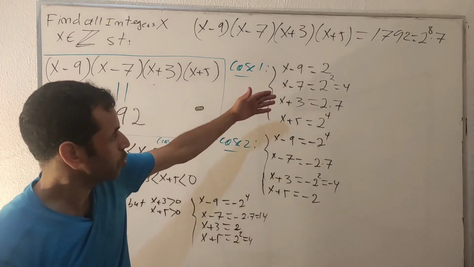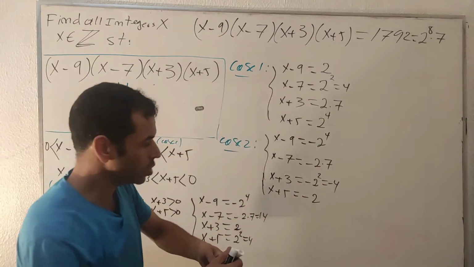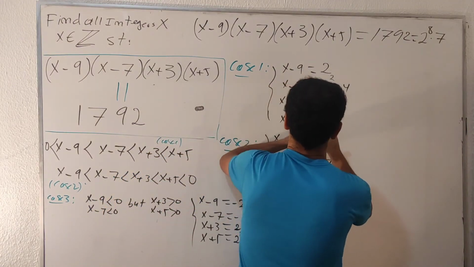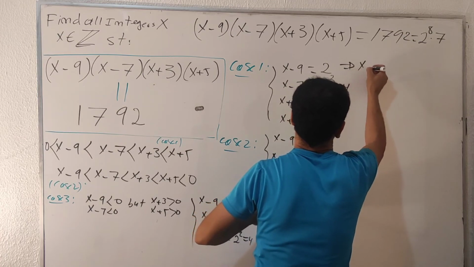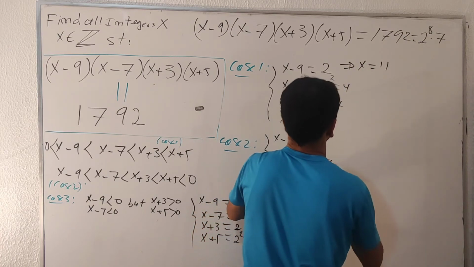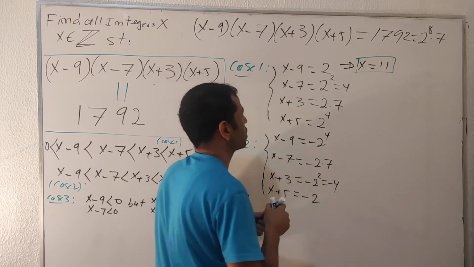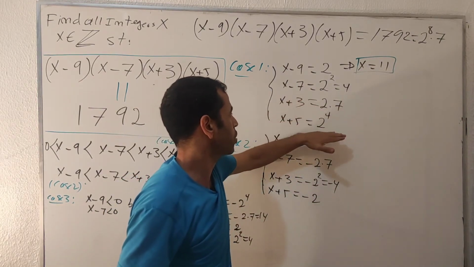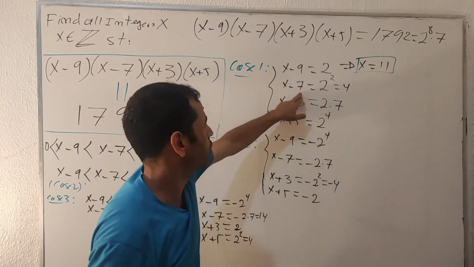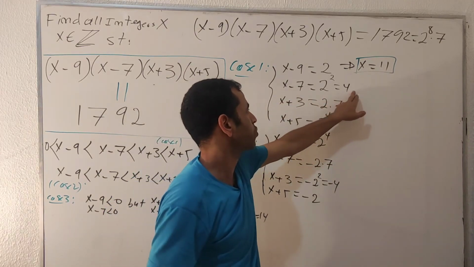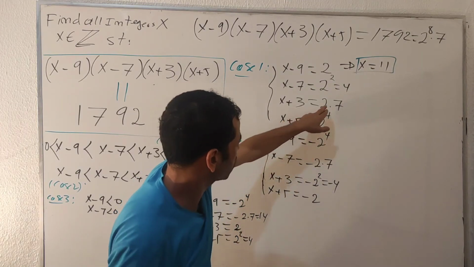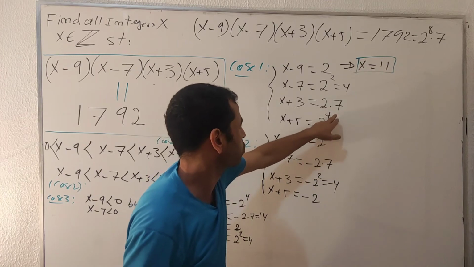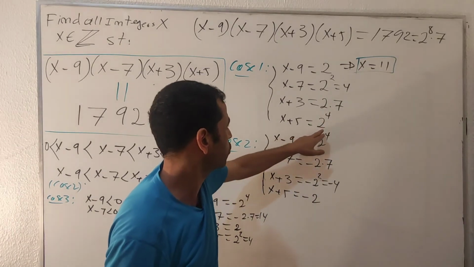Now let's go through each case by solving this equation. Here x minus 9 equals 2 is going to give us x equals 11. This x equals 11 is going to apply on the second, third, and fourth equations as well. Moving 7 to the right, I get 7 plus 4, which is 11. This one also, I have 2, I will have 14 here, minus 3, which is 11. Lastly, I get 2 to the 4, which is 16, 16 minus 5, which is 11.